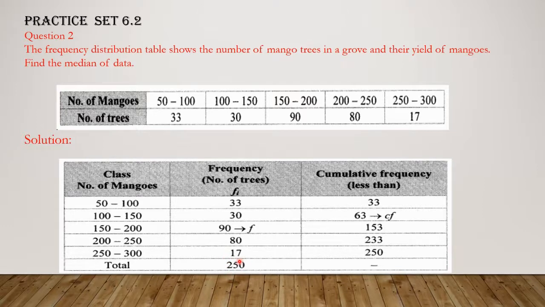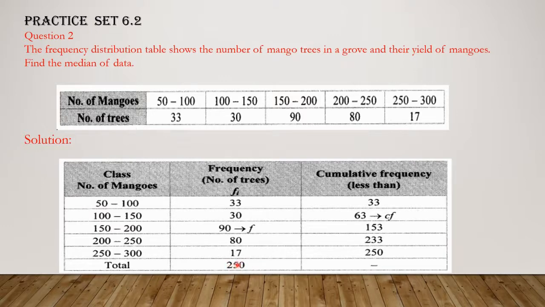In the third column, cumulative frequency, the first number is 33, and 33 plus 30 is 63, 63 plus 90 is 153, plus 80 is 233, plus 17 is 250. Next we have to find the median class. How to find the median class? First we take n upon 2, the sum of the frequencies divided by 2, that is 250 upon 2 equals 125.